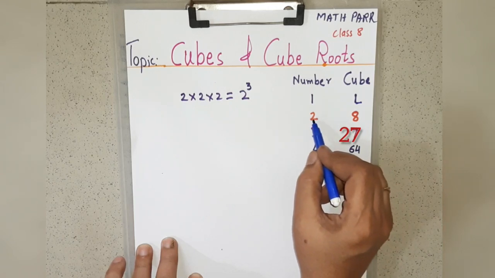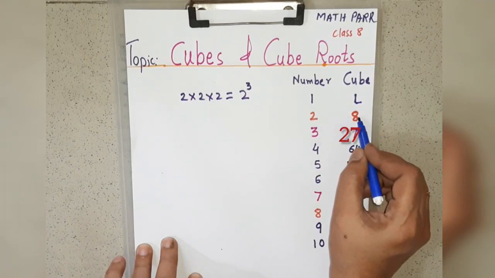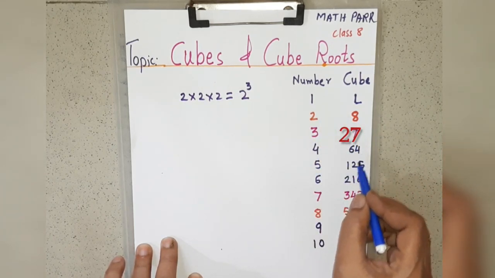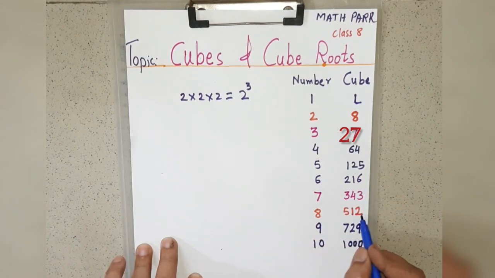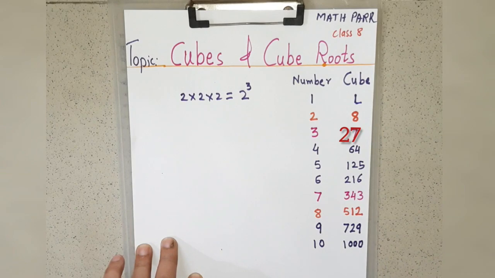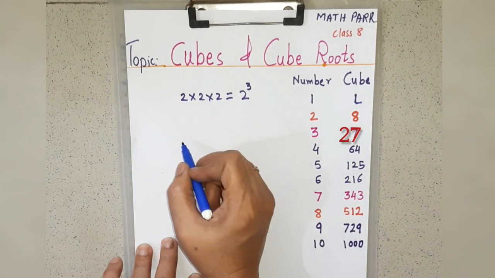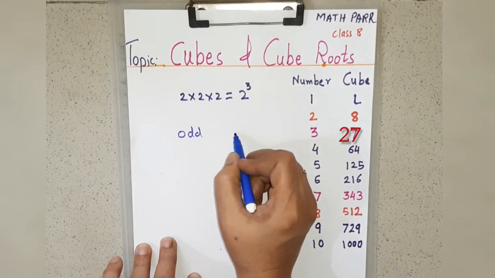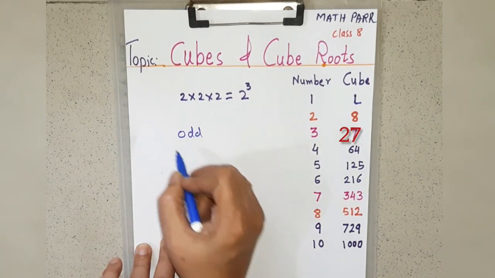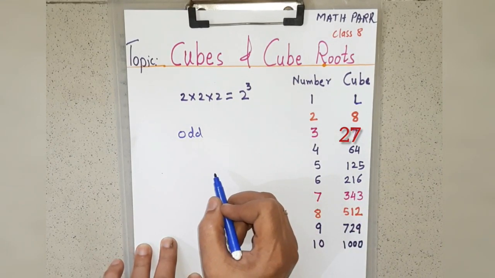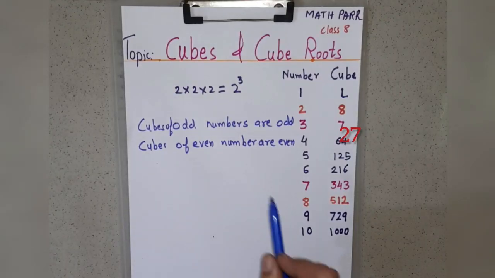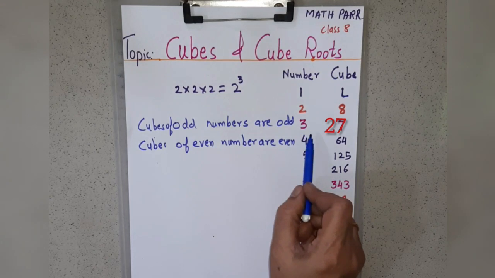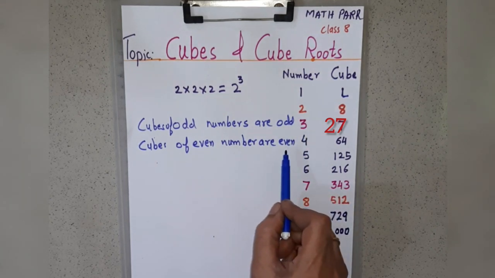And the cube of all even numbers? Cube of 2 is 8, which is even. Cube of 4 is 64, even. Cube of 6 is 216, even. Cube of 8 is 512, even. Cube of 10 is 1000, even. So the first property, children: the cubes of odd numbers are odd, and the cubes of even numbers are even. The two properties clear, children? So what we have seen: cubes of odd numbers are odd, cubes of even numbers are even.